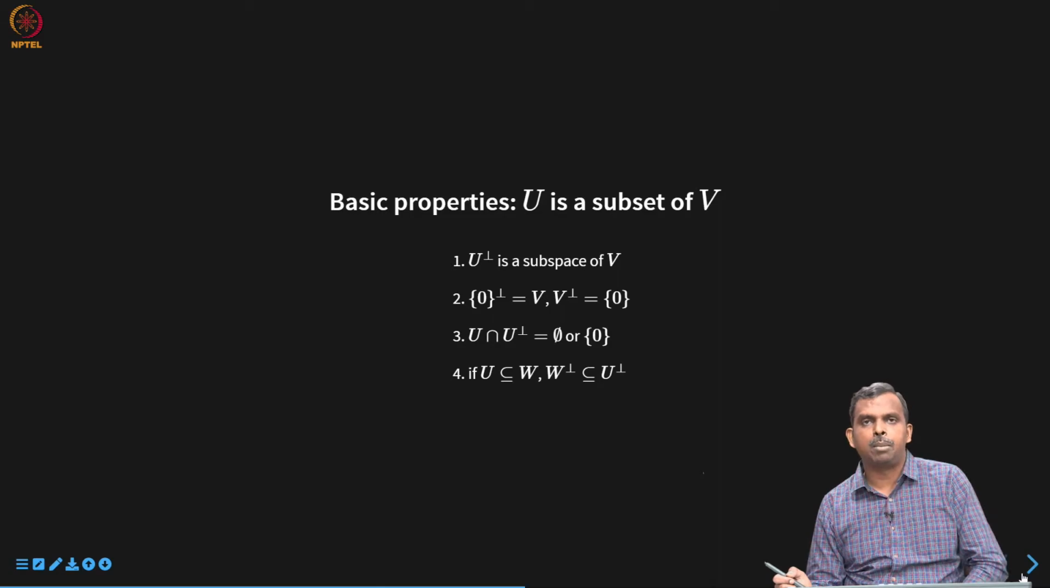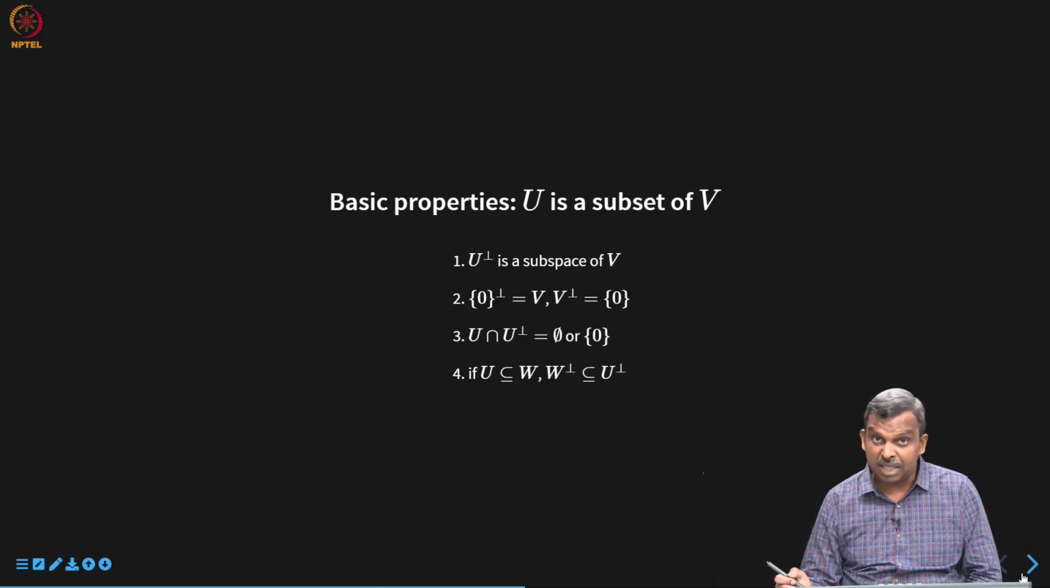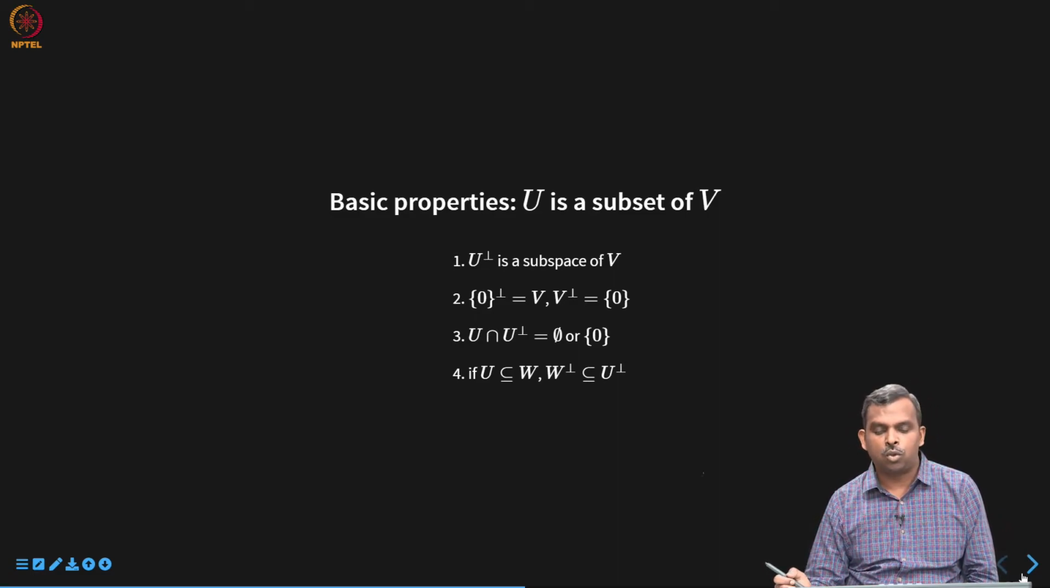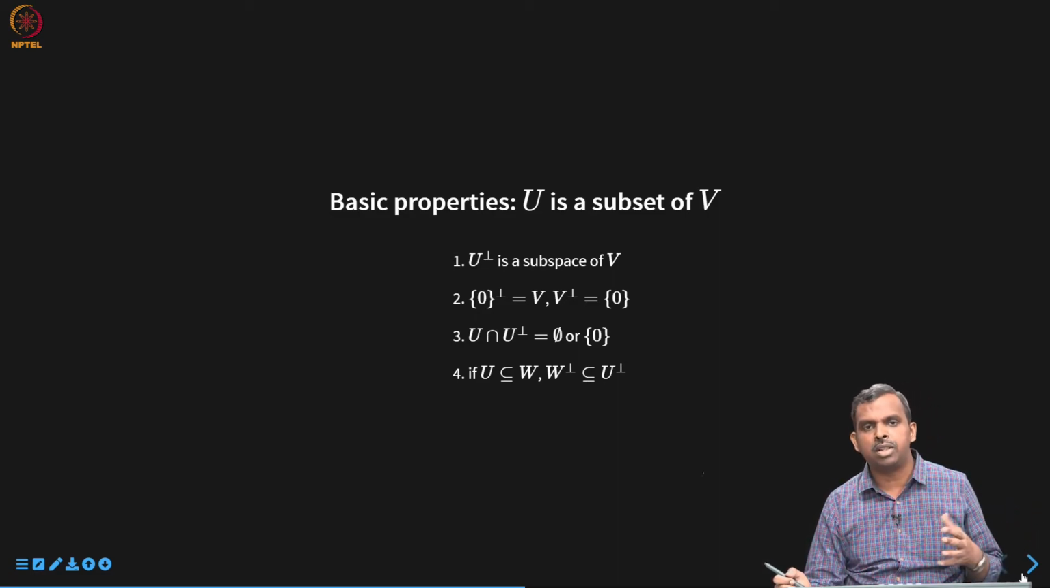Okay, so let's see some quick basic properties. If U is a subset of V, the first result is that U perp is a subspace of V. In all the examples we saw before, whatever U was, U perp ended up being a subspace. That's not too difficult to prove. I'll leave the proof as an exercise. You can check that the points of U perp are closed under linear combination. It's quite easy to see, right? Any vector that is orthogonal to all the points in U, if you take a linear combination, that's still going to be orthogonal to all the points in U. There's no problem there. And 0 perp is going to be V, V perp is going to be 0.